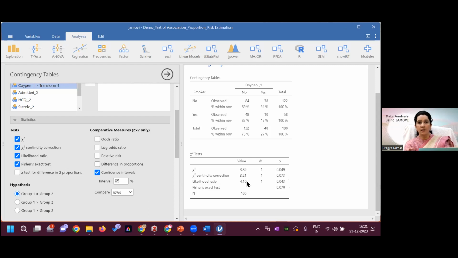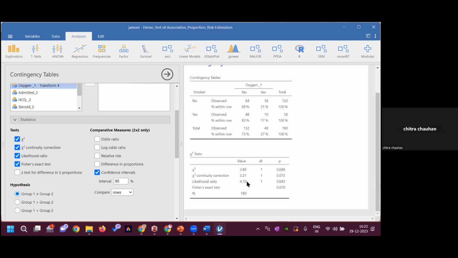So remember, continuity correction is applied when in an n by n table the frequency is less than 5. Likelihood ratio, in case of a very large sample, many times shows significance. That's why you have to go for this correction. And Fisher exact we apply for 2 by 2 if the individual cell expected count is less than 5.